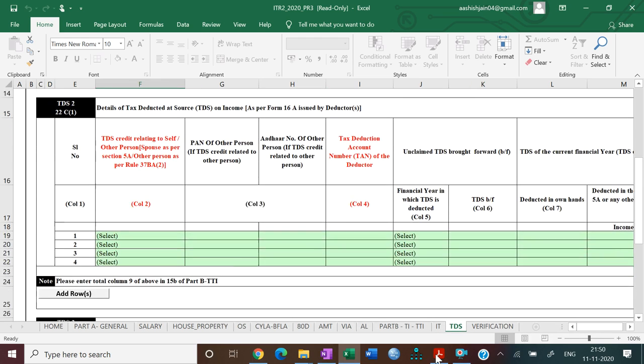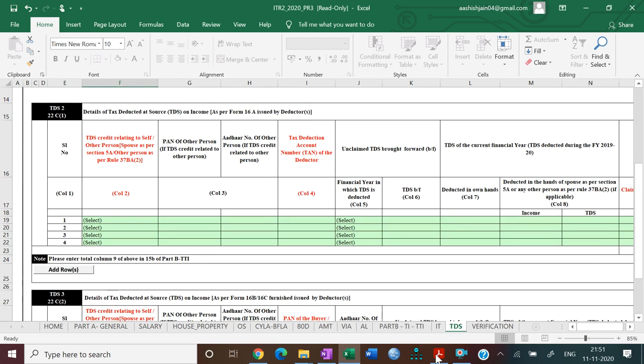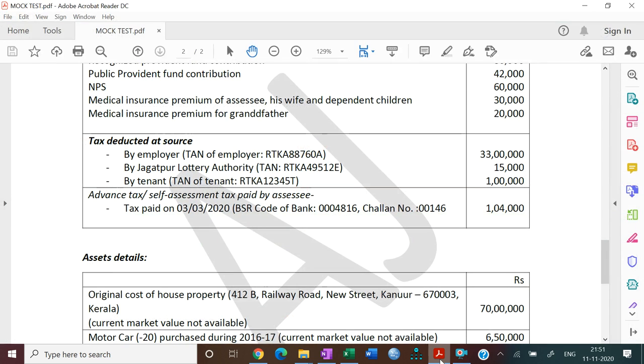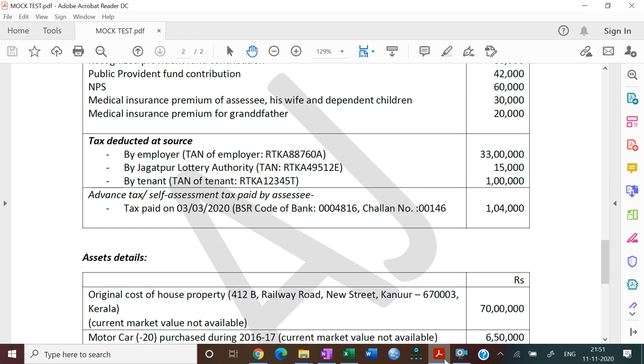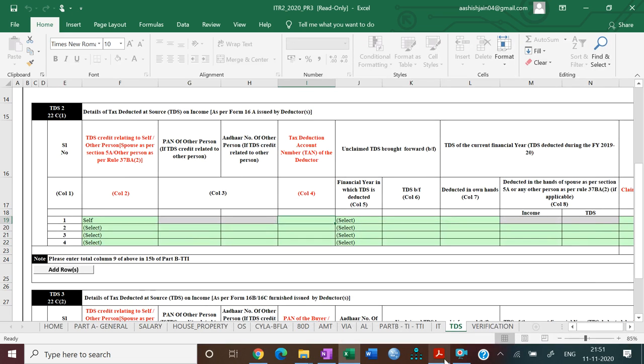Now we will put some more details related to TDS. That is lottery amount, that is 15,000. So just select self. Now put the PAN number RTKA 495 12E.